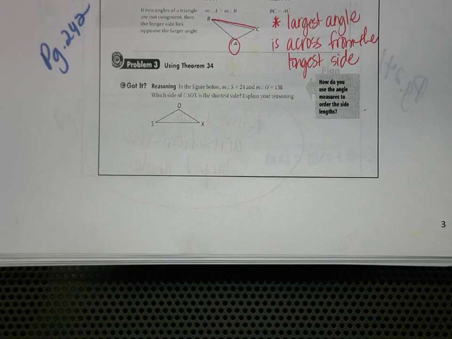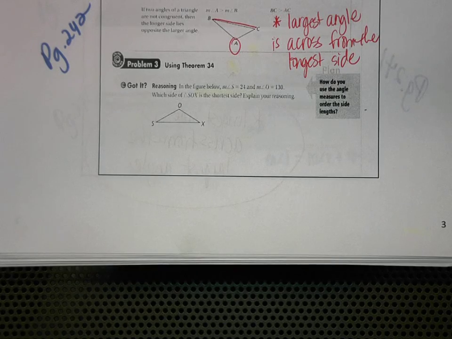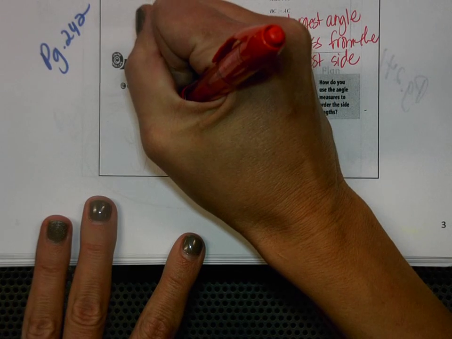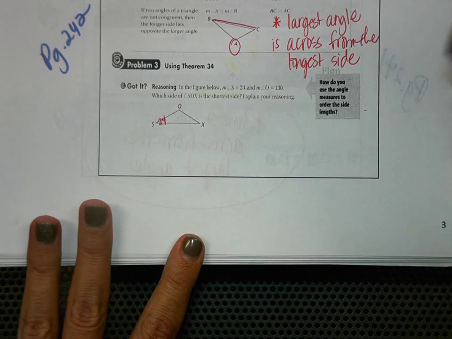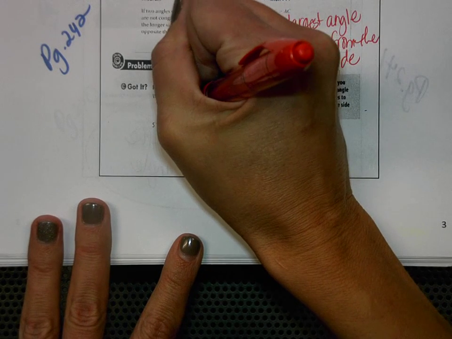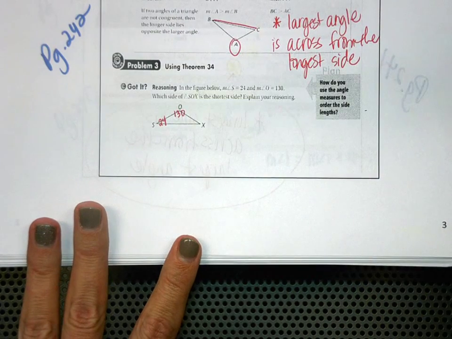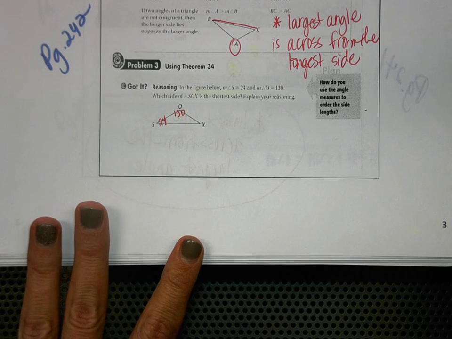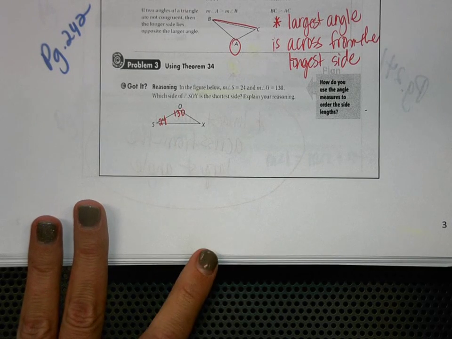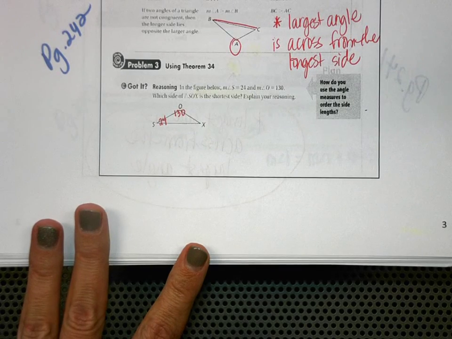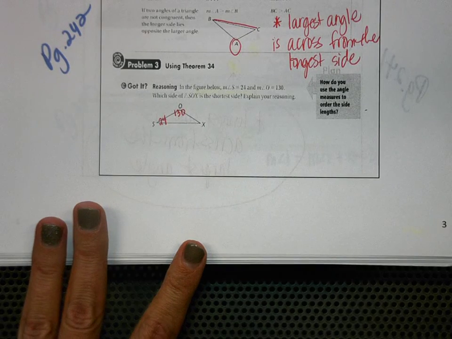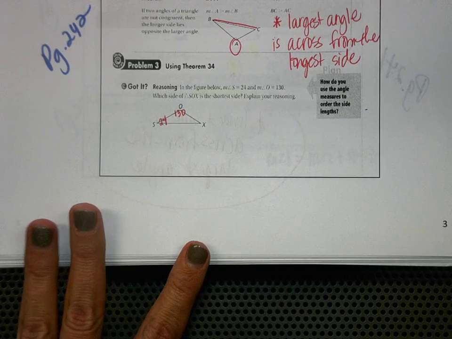Okay, so problem 3. It says in the figure below, measure angle S is 24, so let's put 24 by S. Measure angle O is 130. And it says which side of this triangle is the shortest side. Well, we need to figure out what this angle is before we can decide which side is shortest. So how could I figure out the degree of that angle? Okay, so let's add it.